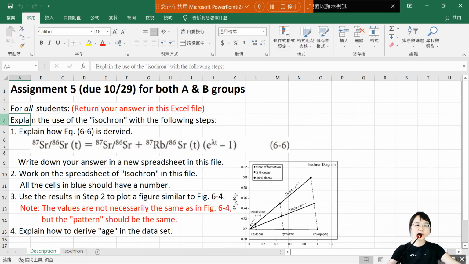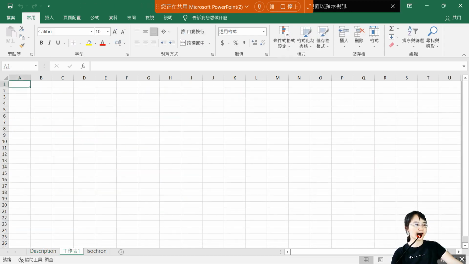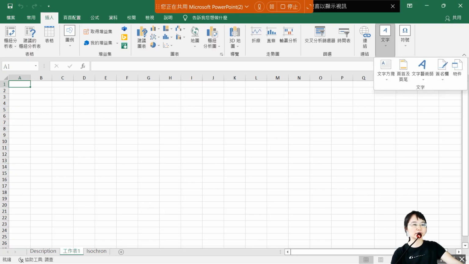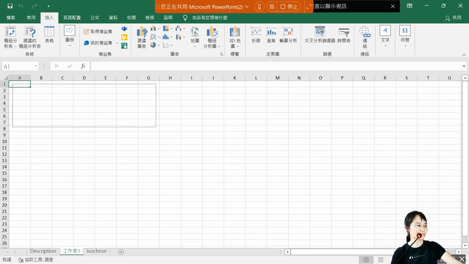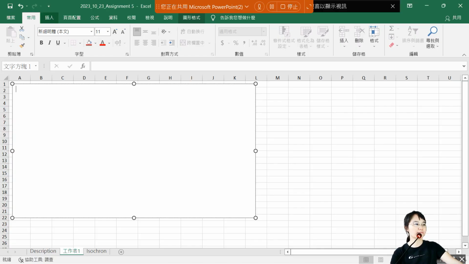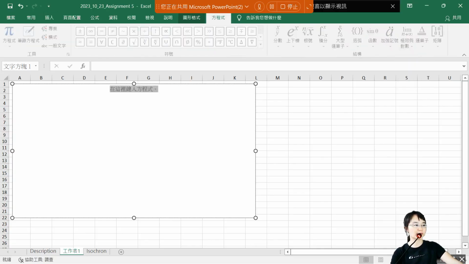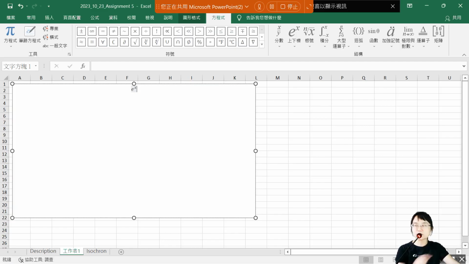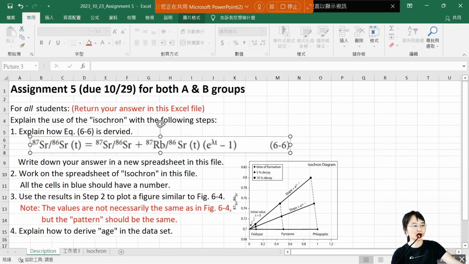Next week, we will talk about isochrone. You can find the example, the whole calculation, in the textbook. Explain the use of isochrone with the following steps. You first need to explain this equation, how it is derived. It's from the textbook. You can open a new file and say, I want to insert some text box. In the text box, you can insert equations. So you can write down your answer here. Write down your answer in a new spreadsheet.